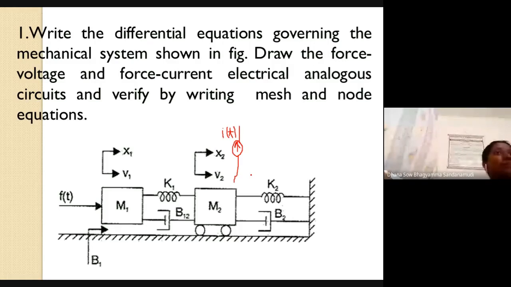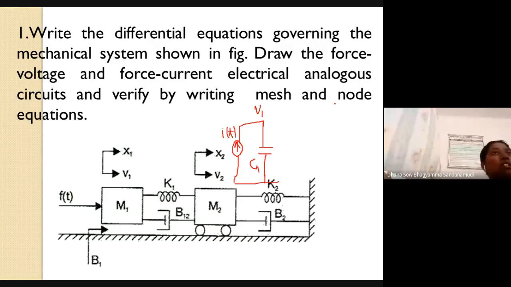Next, M1 is analogous to C1. M1 is not analogous to 1/C1; it is analogous to C1. Whenever a mechanical term is analogous to C1 directly, C1 should be written in parallel. If it is analogous to 1/C1, then C1 can be written in series. If you remember that, it is more than sufficient.